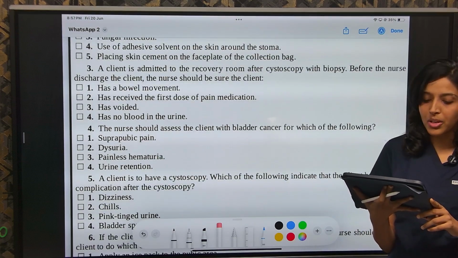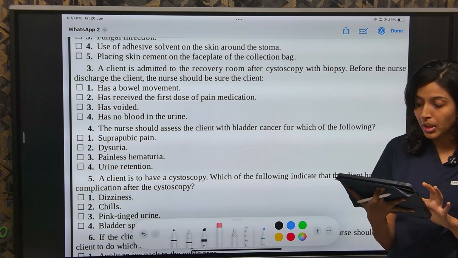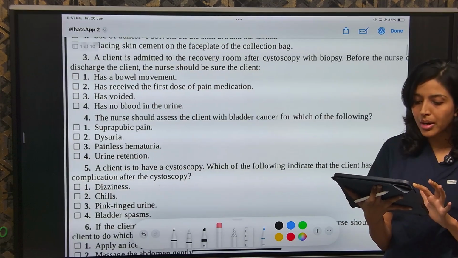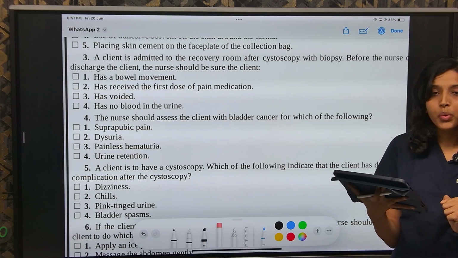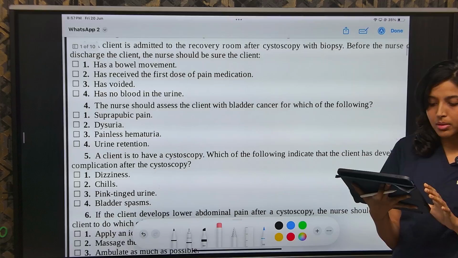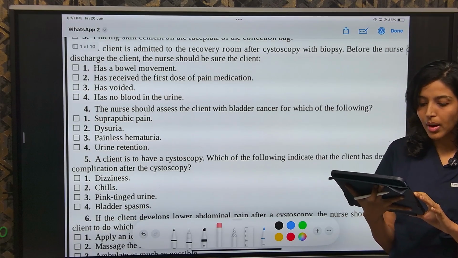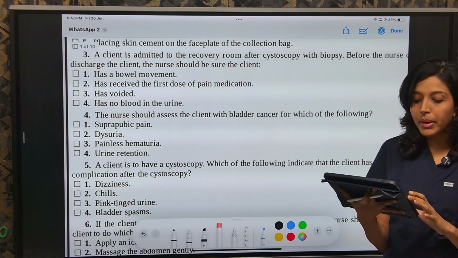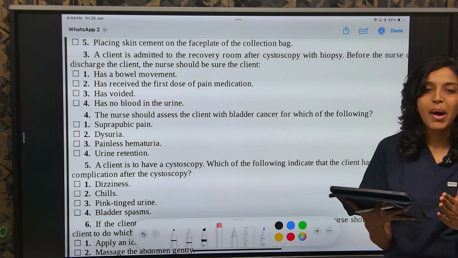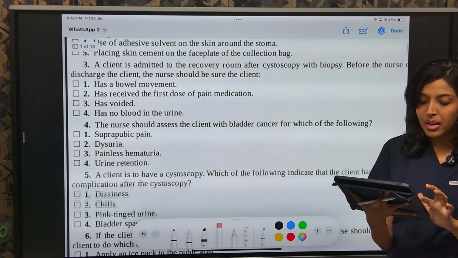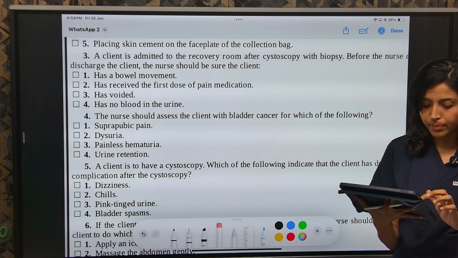Now let's discuss question number 3. A client is admitted to the recovery room after cystoscopy with biopsy. Before the nurse can discharge the client, the nurse should make sure that the client has... Okay, just read the options and tell me the answer. Okay, the right answer will be 3. We have to make sure that the client has voided before the discharge, because if he didn't pass urine, it will indicate damage in the urinary system.